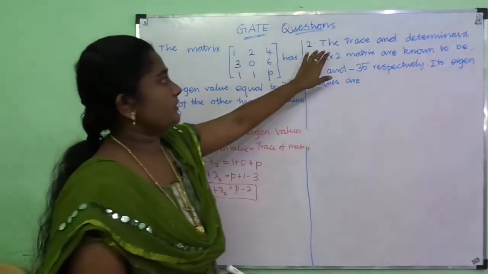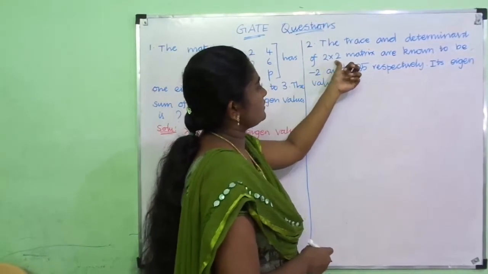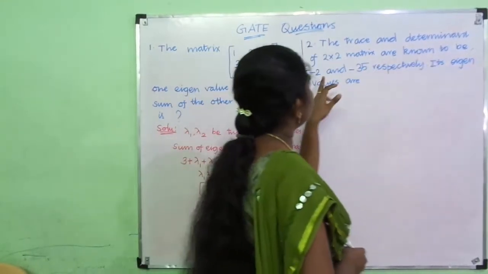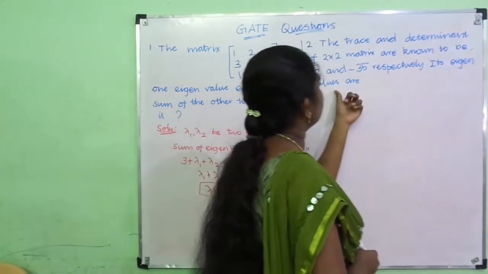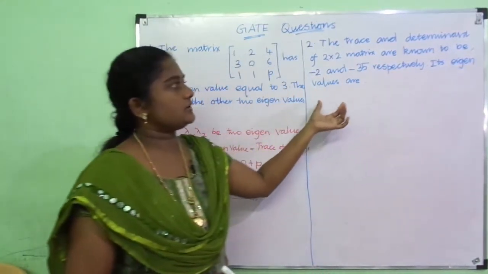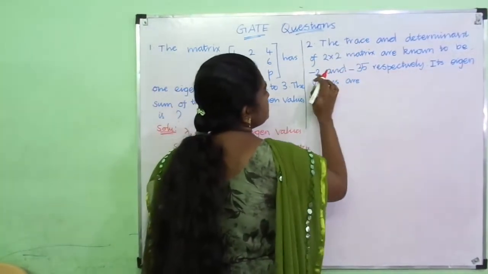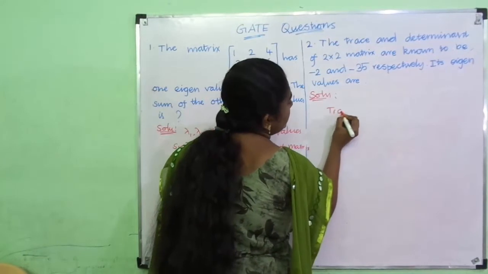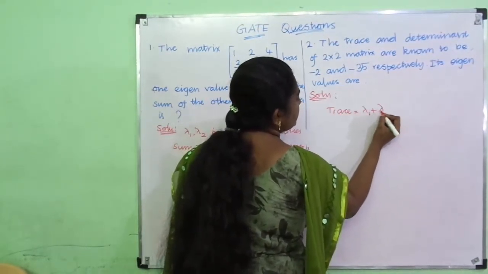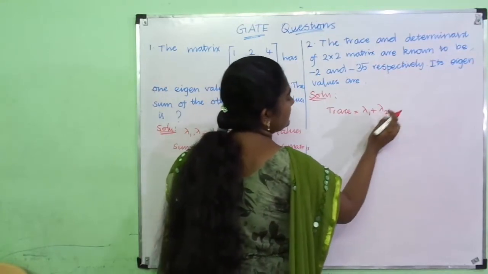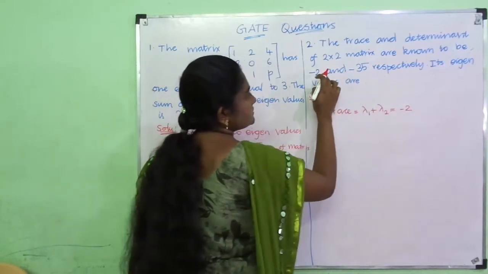Next, consider this problem. The trace and determinant of a 2 cross 2 matrix are known to be minus 2 and minus 35 respectively. Find its eigenvalues. In this problem, they have asked us to find the eigenvalues. They have given the trace as minus 2. Trace, that is the sum of diagonals. We can take the diagonals as lambda 1, lambda 2. The sum of these diagonals is minus 2, which is given in the question itself.